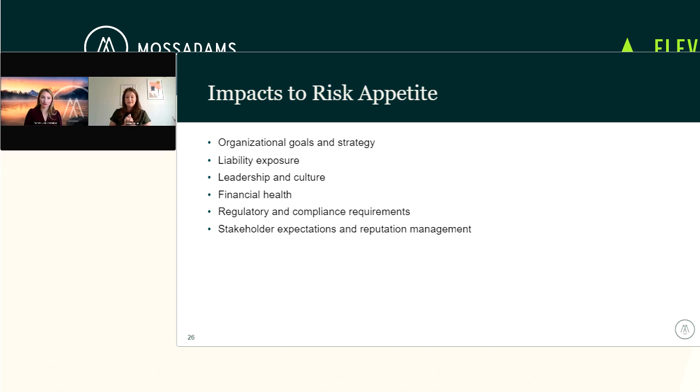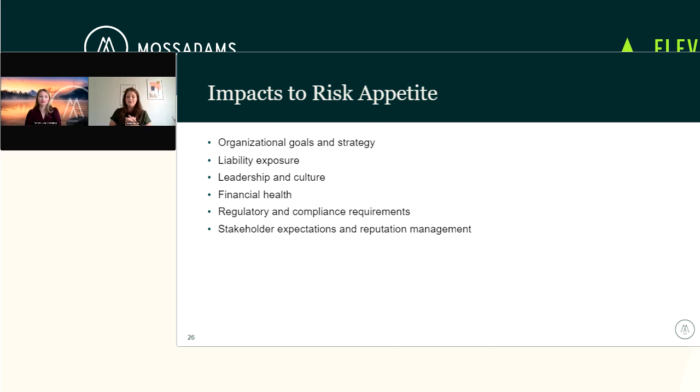Organizations with strong financial stability might have a higher tolerance for risk. If you feel really secure in your funding streams, you have a diverse revenue portfolio, you have some wiggle room maybe to take on some higher risks. Whereas if you have more limited resources, it can be likely that you might want to minimize some of those risks and take on a little bit less.